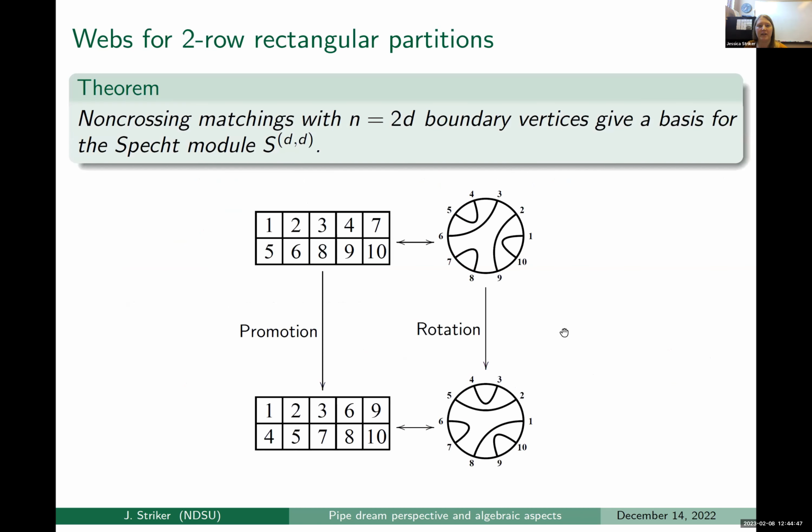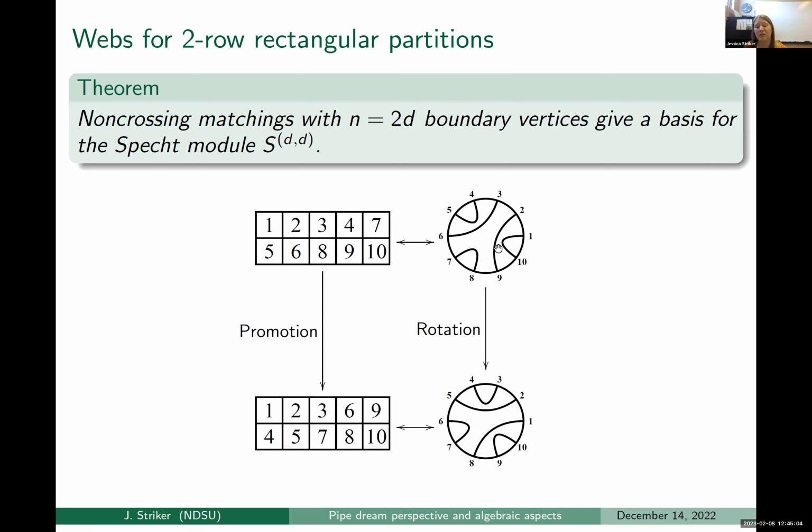So I'll show you a few examples. For example, there's a Specht module. You can look at this shape, like two rows of length D, and one combinatorial basis for the space is all the standard Young tableaux.